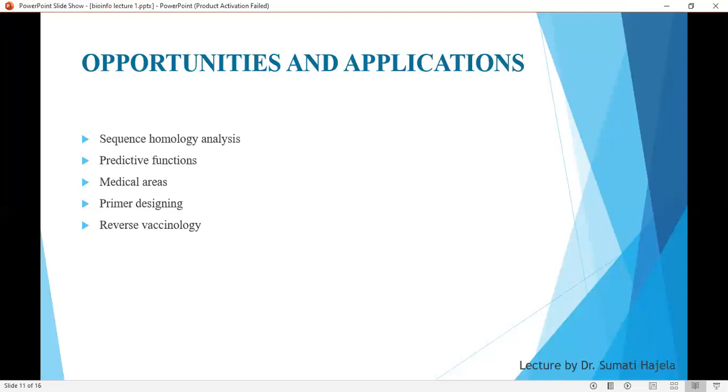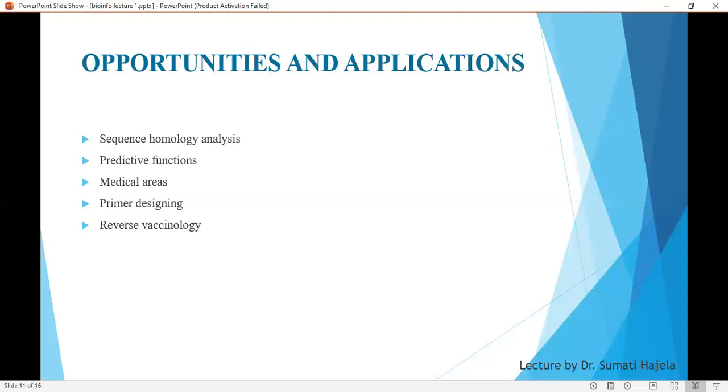Primer designing. For various purposes, we need to get a lot of DNA molecules, so we run polymerase chain reaction, and for that we need primers. Bioinformatics helps in getting primers for the reaction if the sequence of DNA is known.